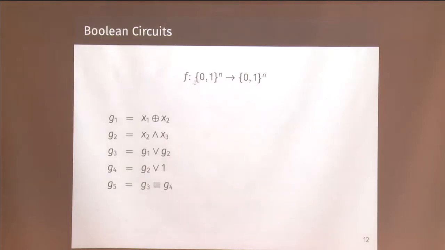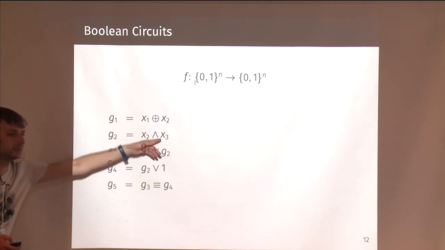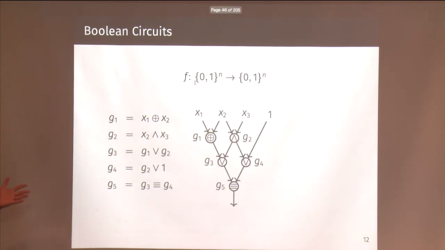We'll only be talking about computing Boolean functions from n bits to n bits. We're going to be computing them by straight line programs. That means no branching at all. You just run it line by line. Every line is a binary Boolean operator of the previously computed things or the inputs.